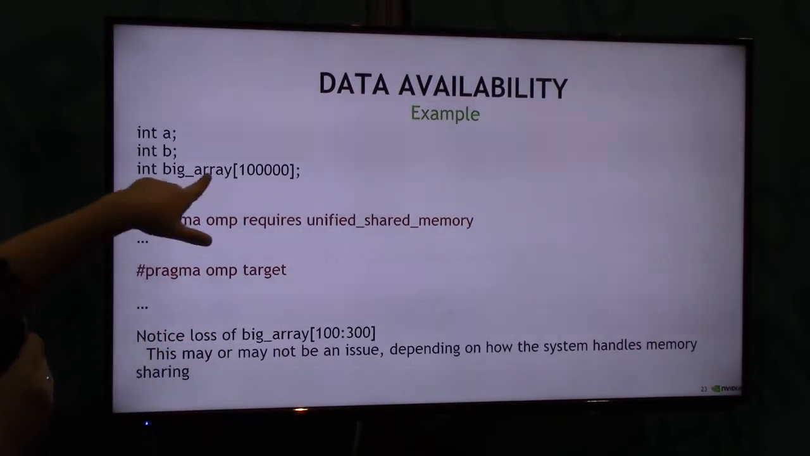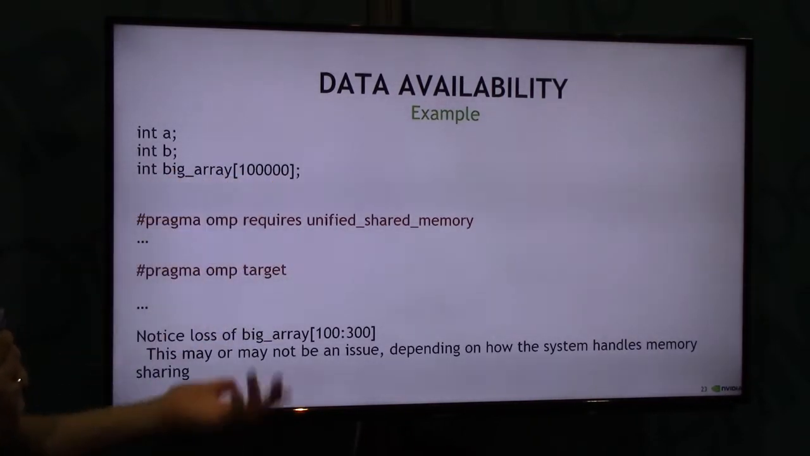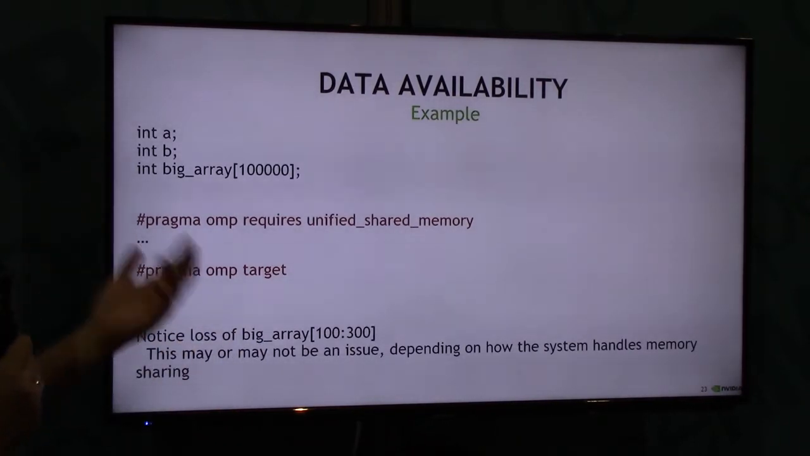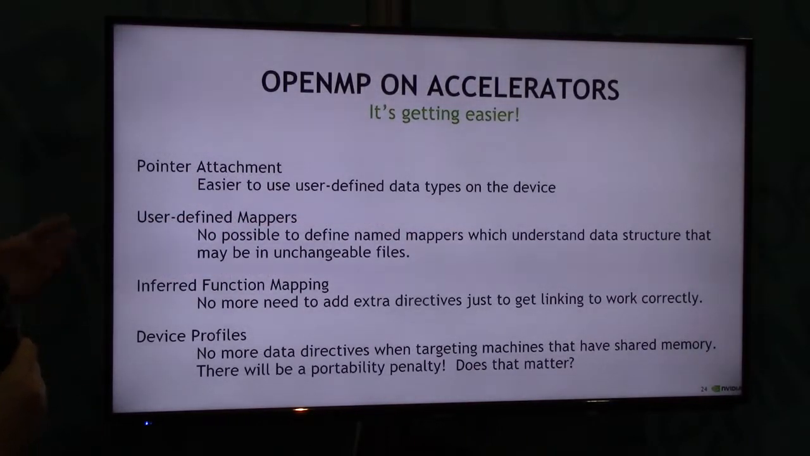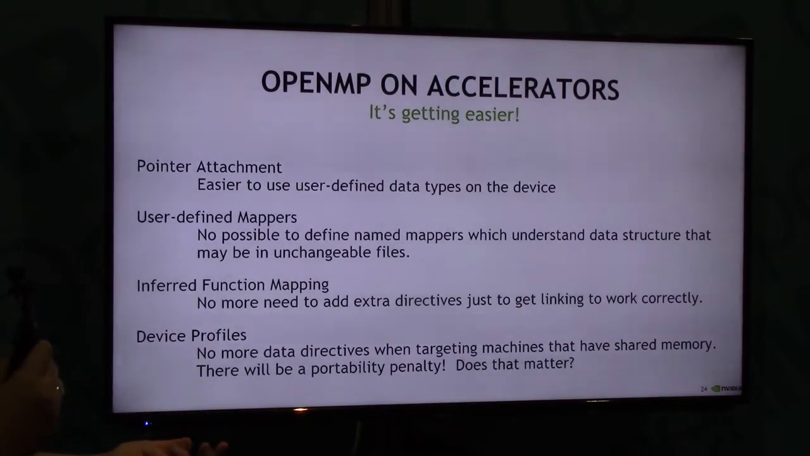For NVIDIA, that means that we would page in the pieces of big array as they're touched. It's small enough, it's probably one page unless it crosses a page boundary, so two pages. But all the linking, everything just magically works. No heavy lifting done by the programmer anymore. So the whole point of this is to say OpenMP programming for accelerators has gotten a lot easier. You have pointer attachment, user-defined mappers, inferred function mapping, and the device profiles, all of which make for a much cleaner first go at programming an accelerator.